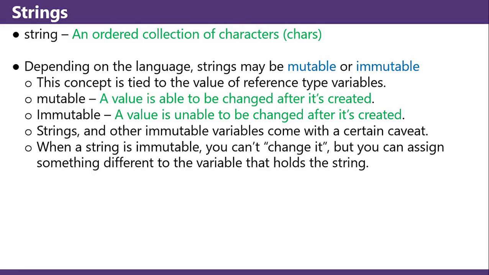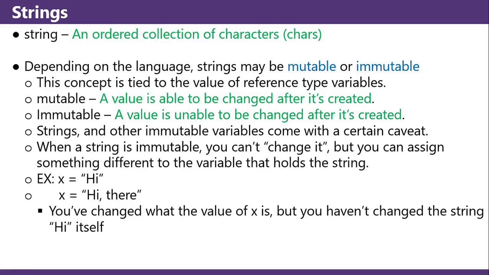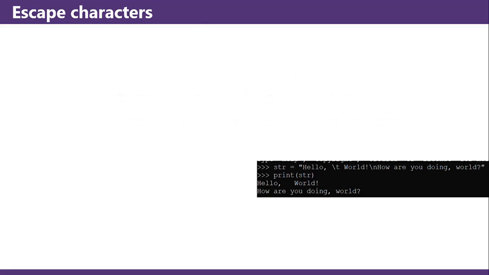Strings and other immutable variables come with a certain caveat. When a string is immutable, you can't change it, but you can assign something different to the variable that holds the string. Example, x equals high. Now x equals high there. You've changed what the value of x is, but you haven't changed the string high itself.